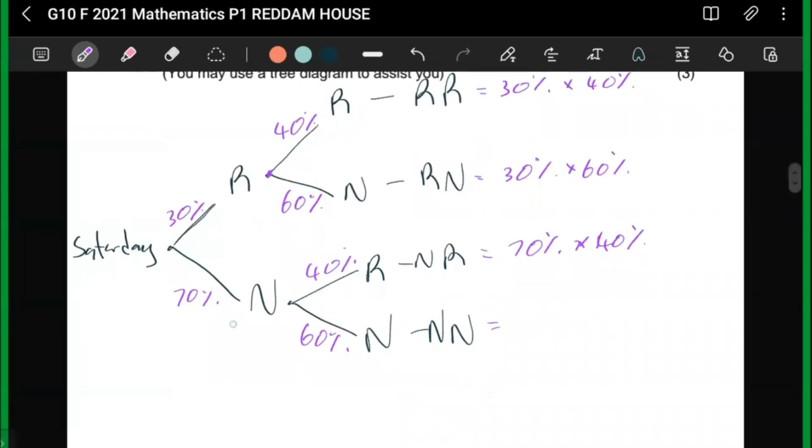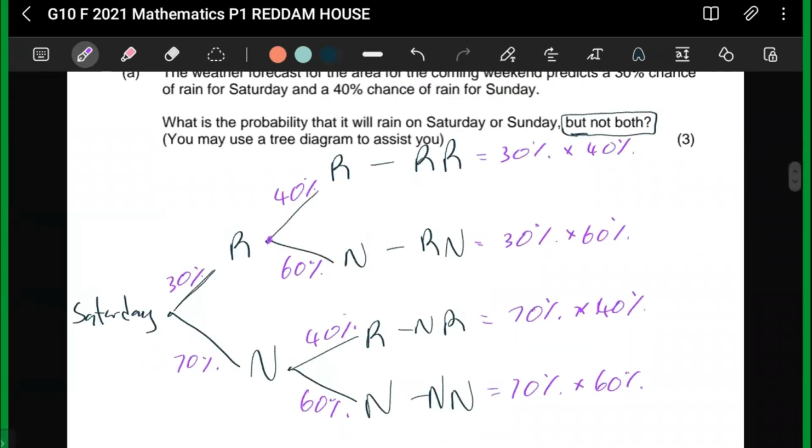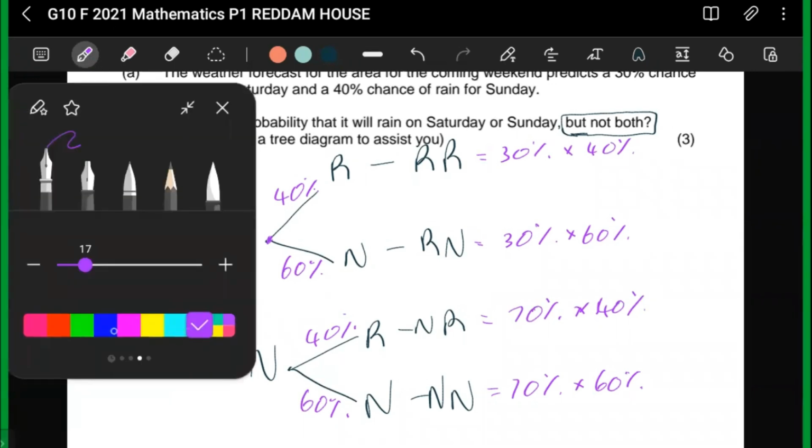And then here you have not raining multiplied by raining. There you go. So these are the calculations that we'll need to perform depending on the questions.